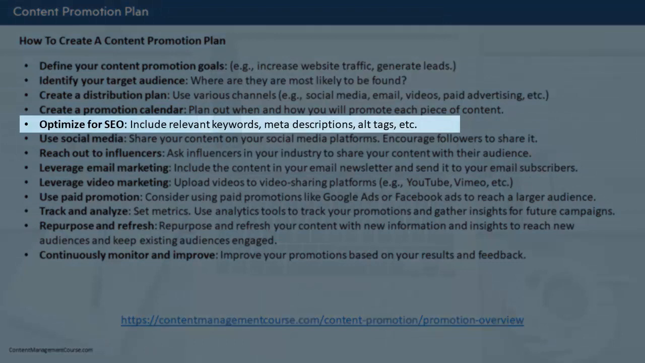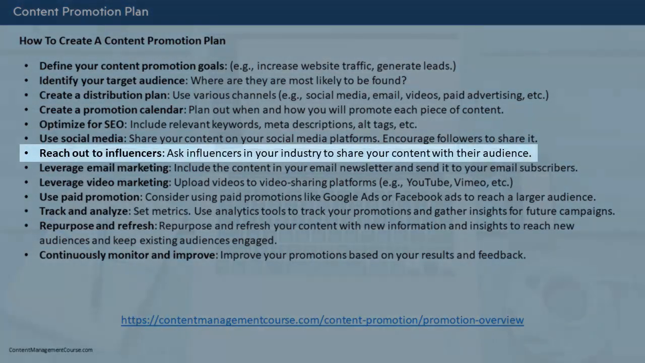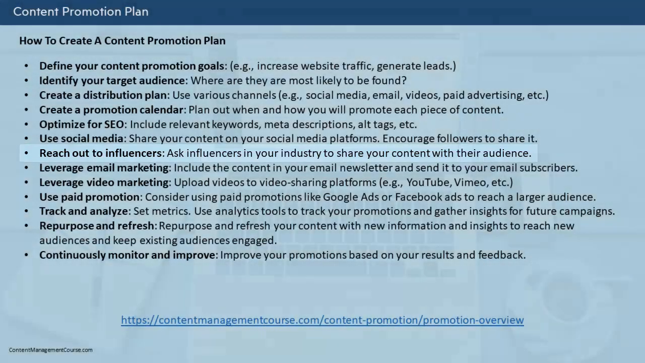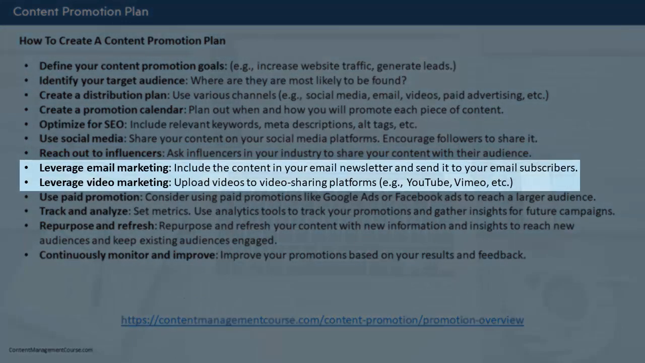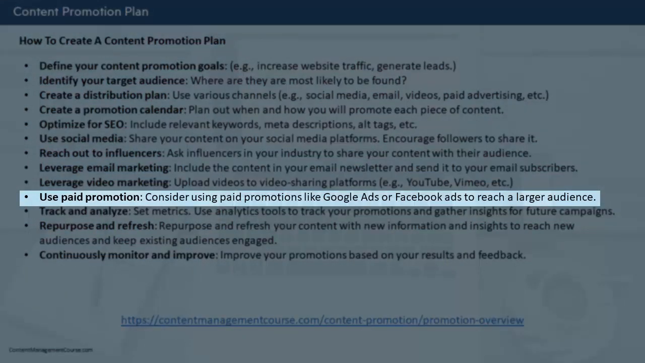Optimize our content for search engines. Share the content on social media platforms and encourage followers to share it. And you may also want to reach out to influencers in your industry and ask them to share your content with their audience. Also, you can leverage methods like email and video marketing, so include the content in your email newsletter and send it to your email subscribers, and upload and share your videos on video sharing platforms. And also you can consider using paid promotions like Google Ads or Facebook Ads to reach a larger audience.